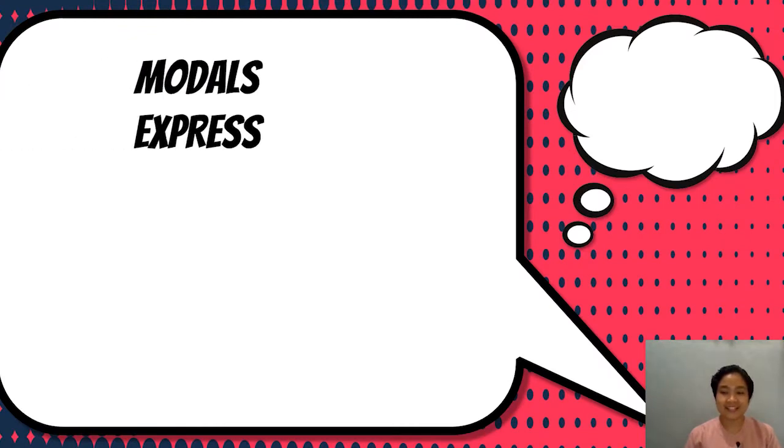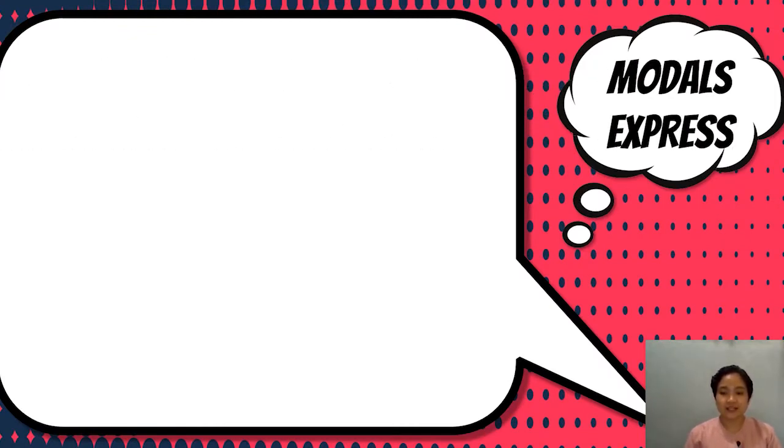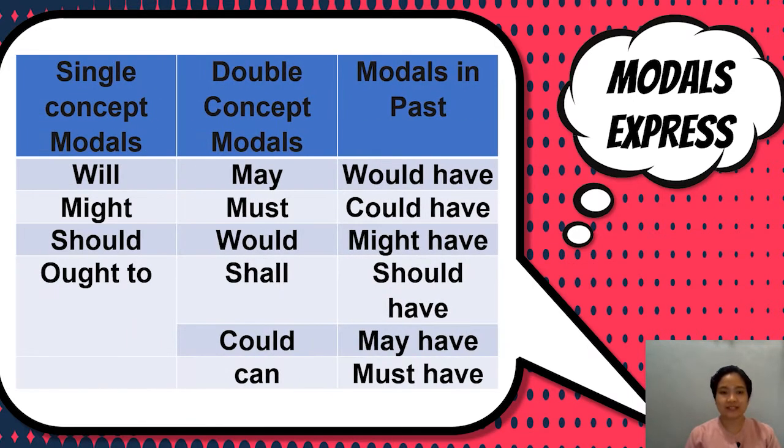Now let us determine what are these single concept modals, double concept modals, and modals in the past. Take a look at the table. Under single concept modals, we have will, might, should, and ought to. For double concept modals, we have may, must, would, shall, could, and can. For the modals in the past, we have would have, could have, might have, should have, may have, and must have. With these three, let us focus on the first two, single concept modals and double concept modals.